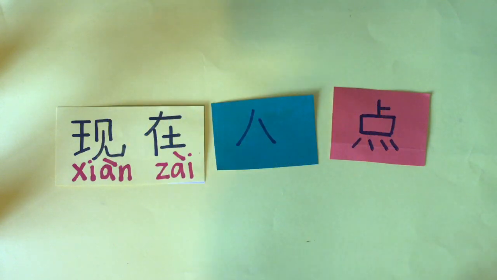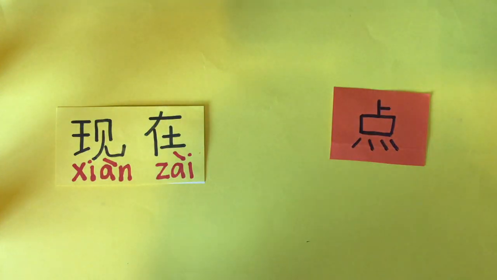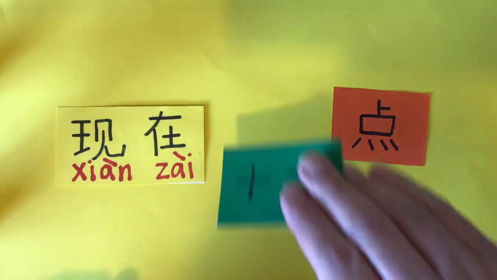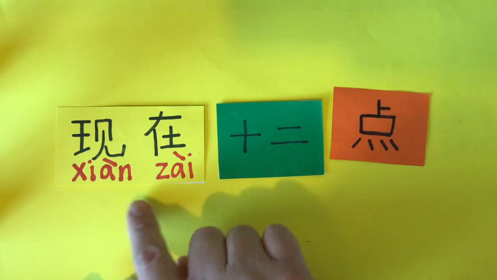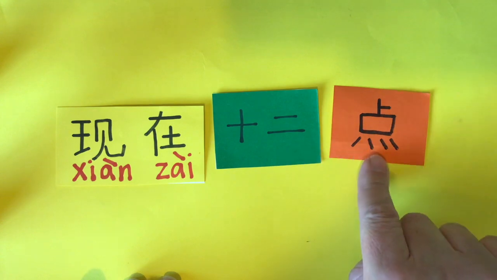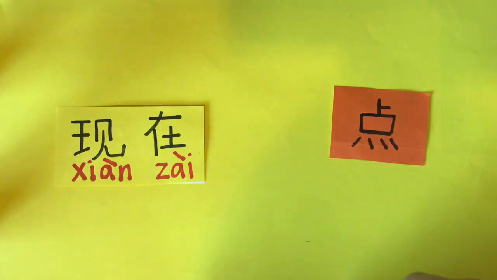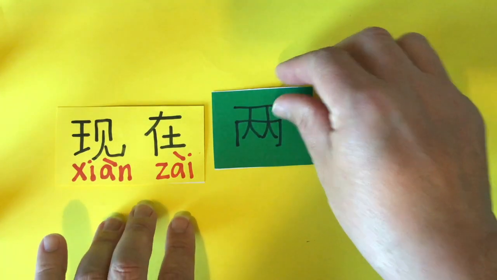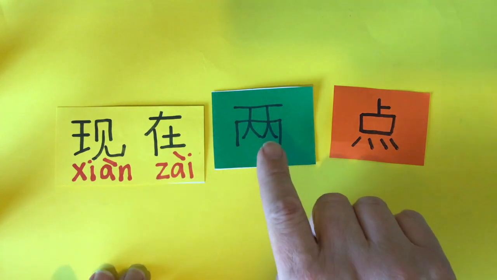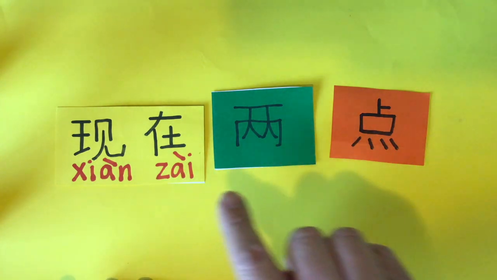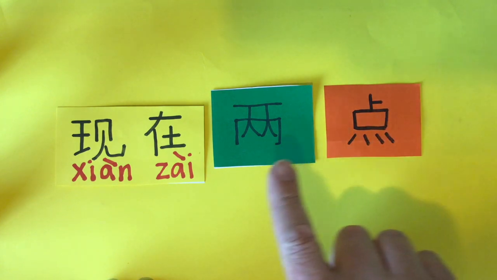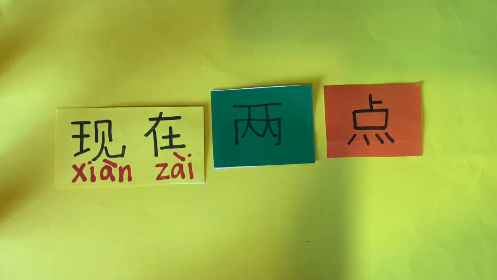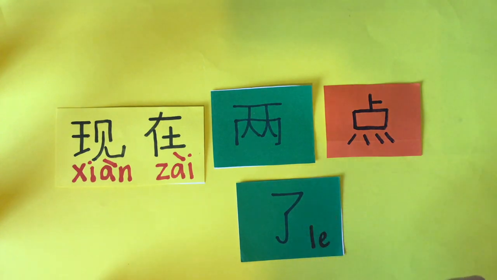Let's take a look at a couple more times. So we have 现在12点, which is right now it's 12 o'clock. Now if I put this one here, 现在2点, right now 2 o'clock. So really you're saying a couple of hours. 2 o'clock. Now let's add the character le into it.